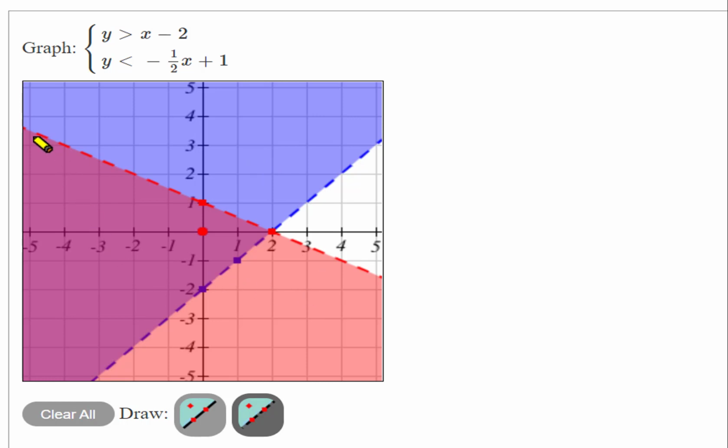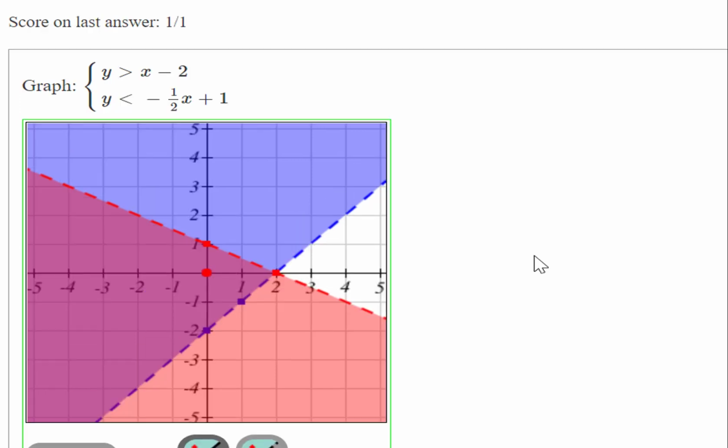So at this point, the overlapping regions, which are in purplish here, that's the solution region for the system. So if I submit this now, there we go.